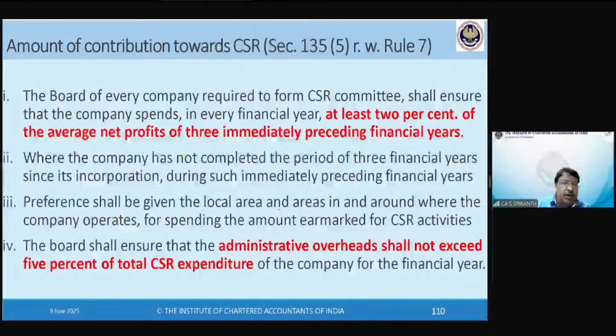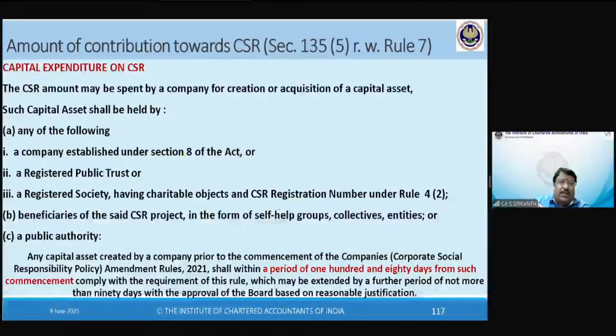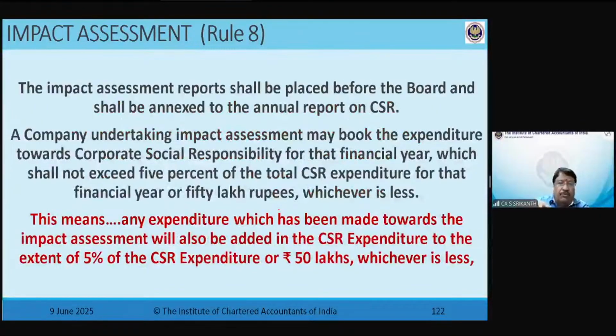This is in addition to your administrative overheads. In addition to that, they will get another 5% for impact assessment, but either it's 5% or 50 lakhs, whichever is less, right?